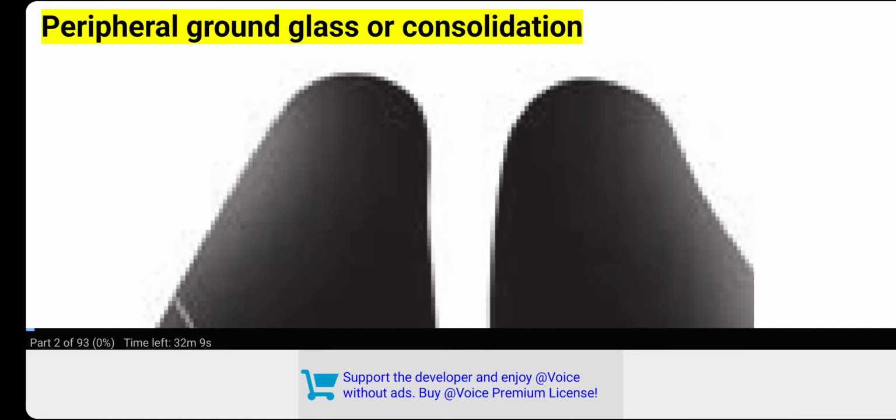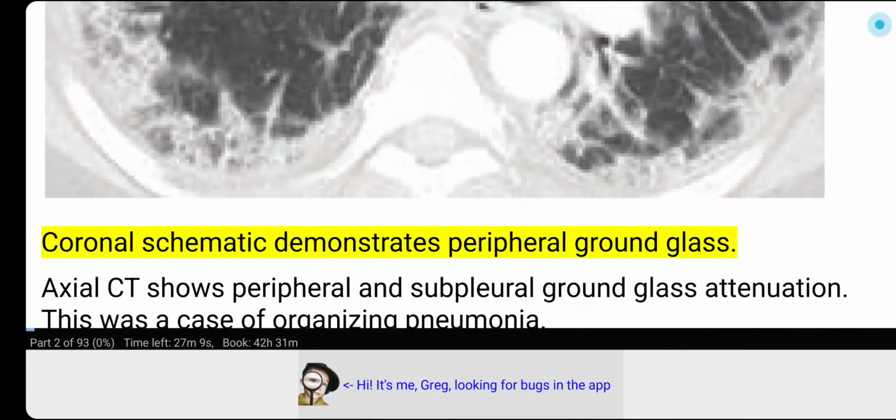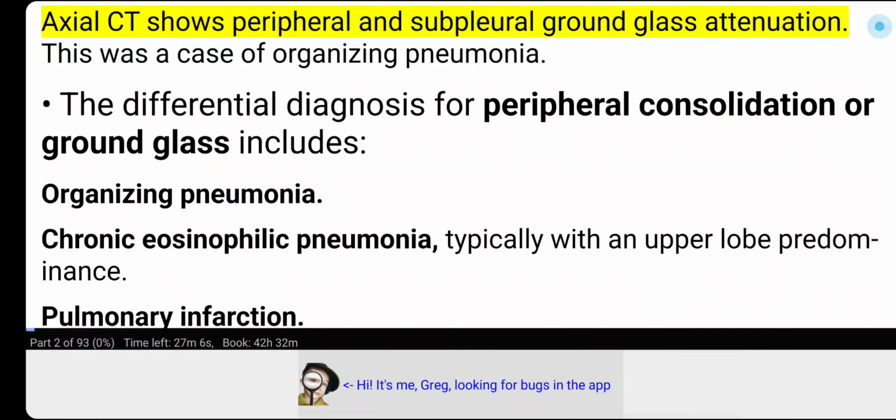Peripheral ground glass or consolidation. Coronal schematic demonstrates peripheral ground glass. Axial CT shows peripheral and subpleural ground glass attenuation. This was a case of organizing pneumonia.